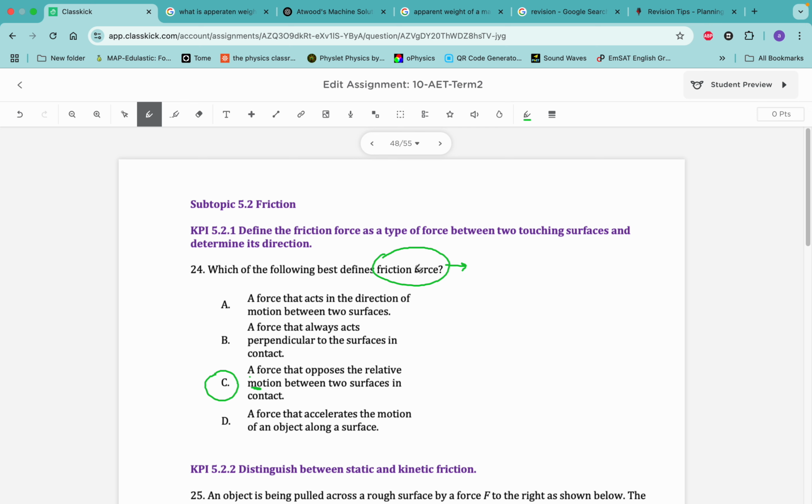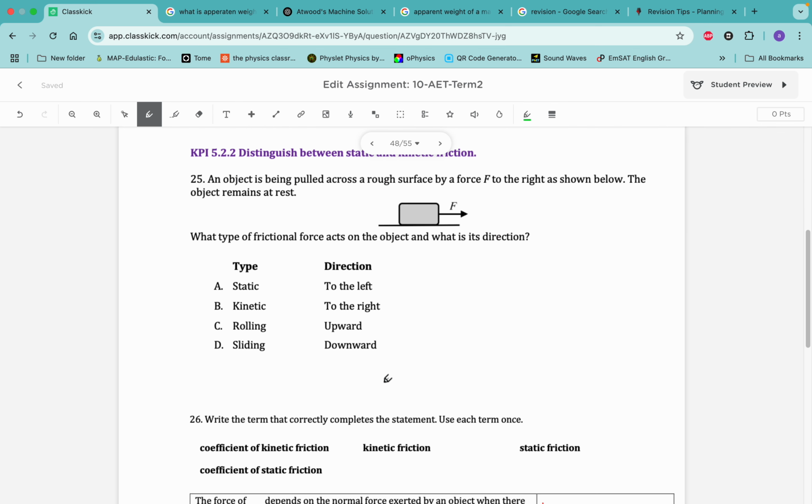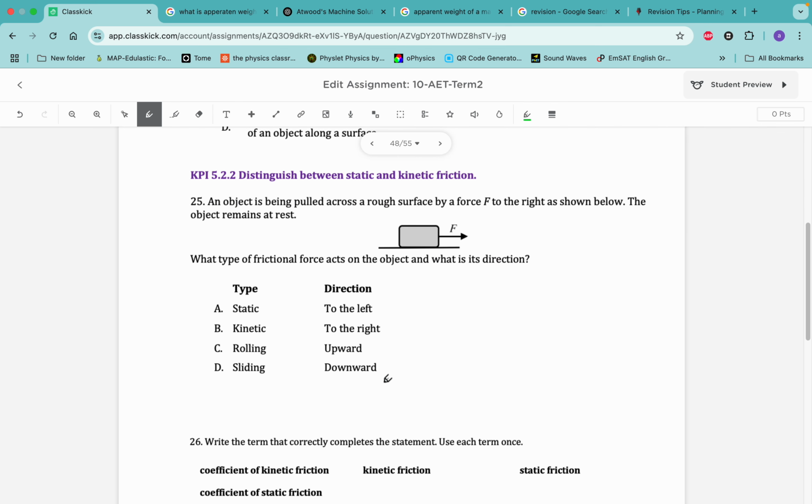One more point: we know that friction force is considered a type of contact force, because it requires direct contact or a direct touch between the two surfaces. Next question here. Don't forget we're always having keywords. These keywords are provided to help you know the answer without wasting your time.